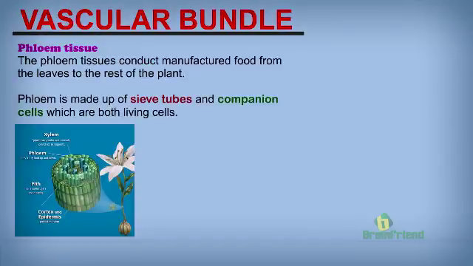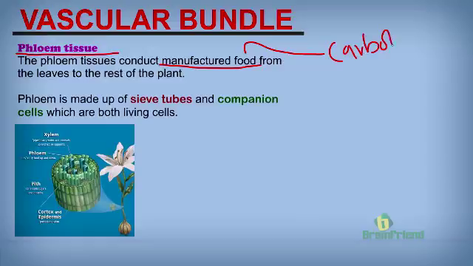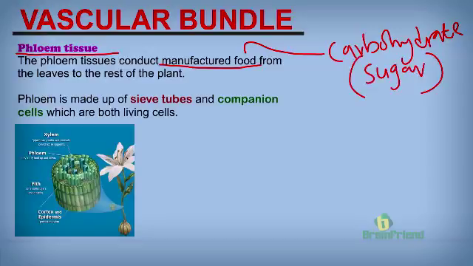The second type of vascular tissue is the phloem tissue. Phloem tissues conduct manufactured food. By manufactured food, we mean carbohydrates. Remember, the product of photosynthesis is carbohydrate or simple sugars. So it conducts sugar manufactured in the leaves of plants to the rest of the plant. It conducts the manufactured sugar to the stems, the roots, the leaves, and other parts of plants where it will be used for generation of energy.